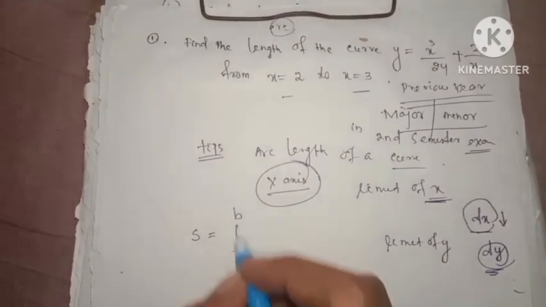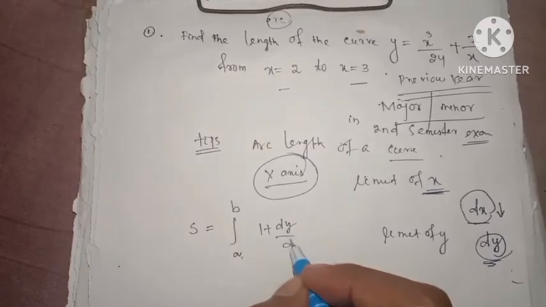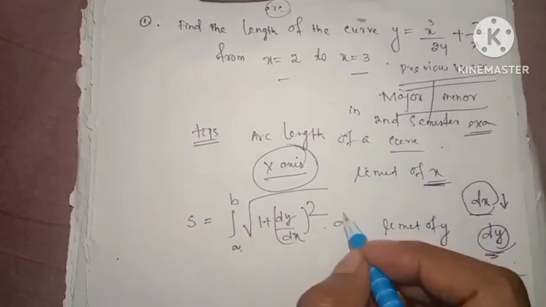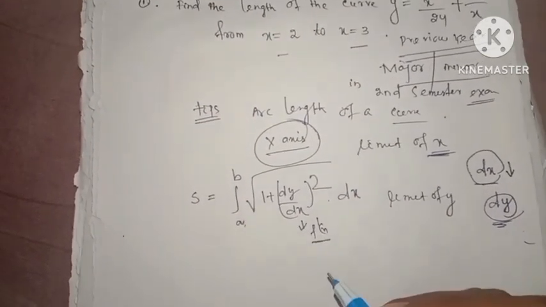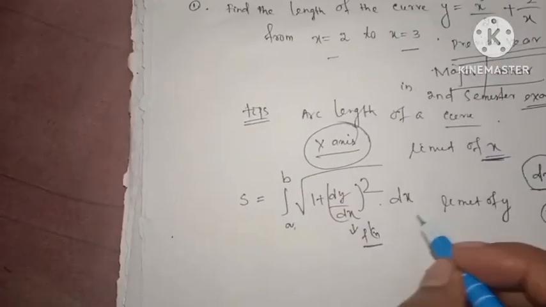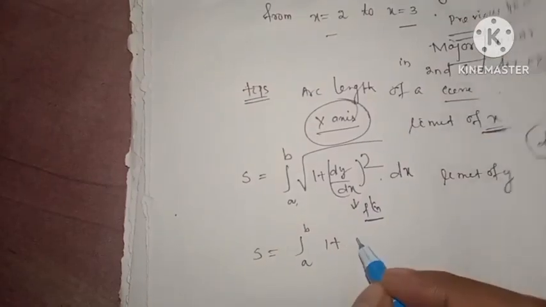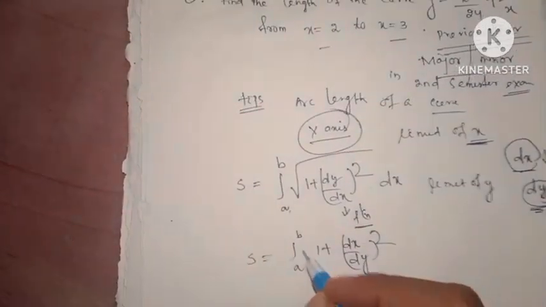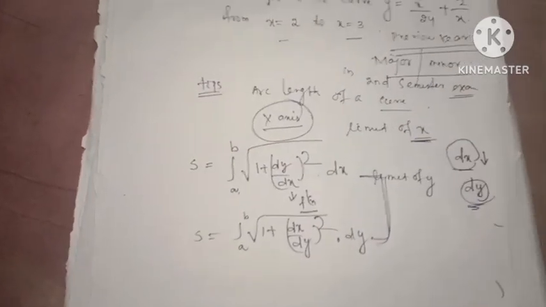Integration from A to B. This is the limit of A and B. This is the square root of 1 plus (dy over dx) whole square, with respect to dx, and this is f dash x dx. Similarly, whenever the limit is of y, then integration from A to B of the square root of 1 plus (dx over dy) whole square with respect to dy. By this concept, I will solve this question.